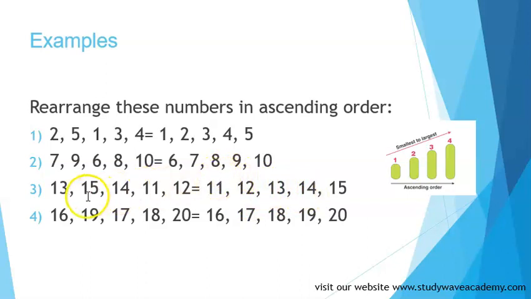Okay? We also have here 16, 19, 17, 18, 20. Which is the smallest number here? 16. So we arrange from 16, 17, 18, 19, 20. We are arranging numbers from small to big. So ascending order is arranging numbers from small to big, going from down to up.